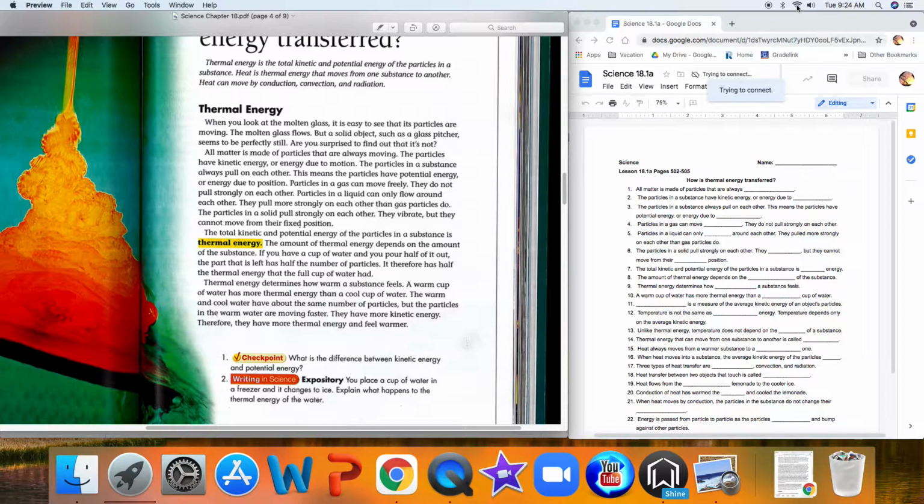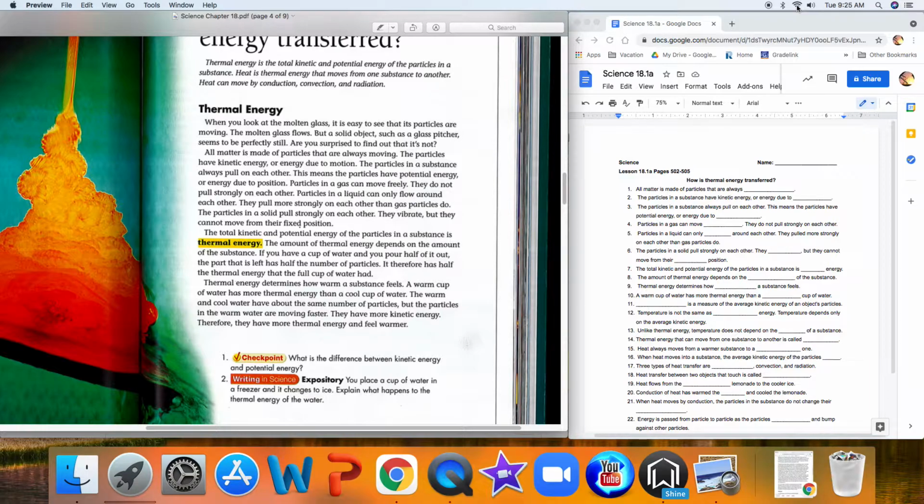Okay, there's a few things we want to go through. Number one, we didn't do anything out of paragraph 1. We looked at the liquid glass picture. But number 1 says from paragraph 2, all matter is made of particles that are always moving. Number 2, kinetic energy is energy due to motion. Number 3, potential energy is energy due to position. Then you got your 3 states of matter.